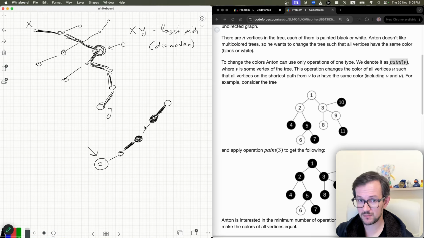It is actually the same as if we make these edges of weight 1 and all edges of the same color have weight 0.